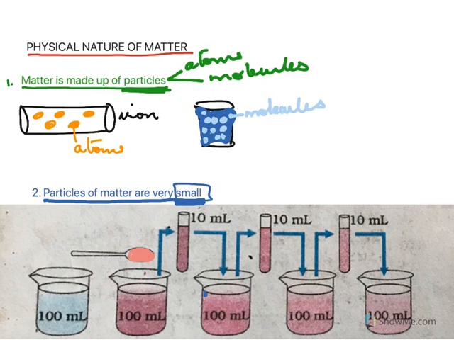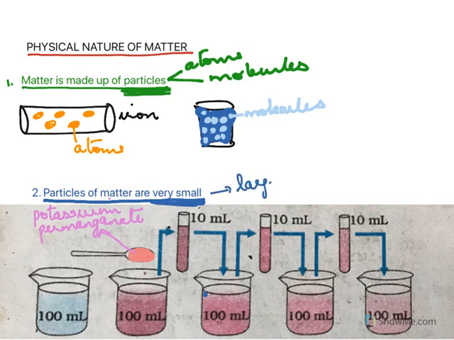So we learned two properties of particles of matter, the nature of matter. One, matter is made up of particles. And the second, that the particles are very small and large in number. There are many particles in matter.